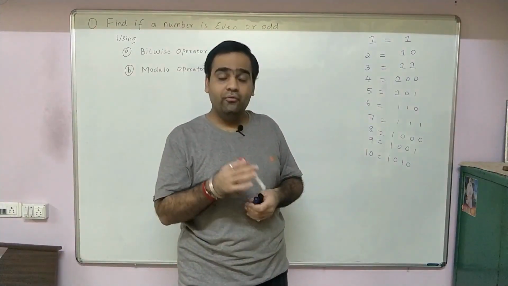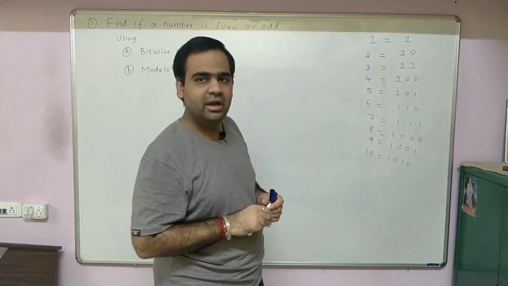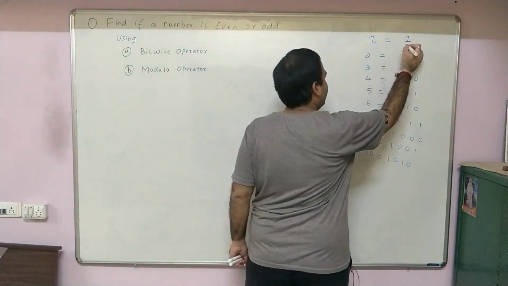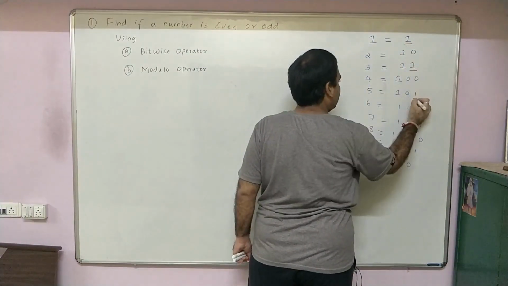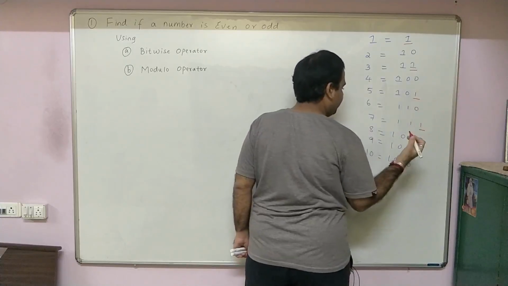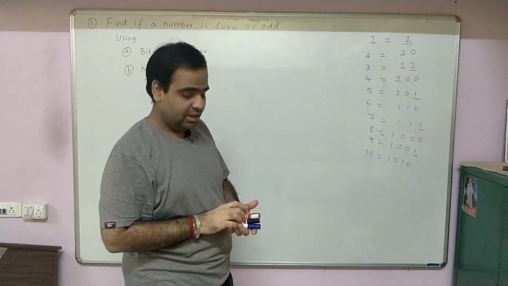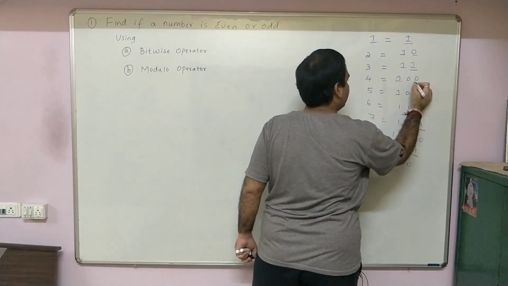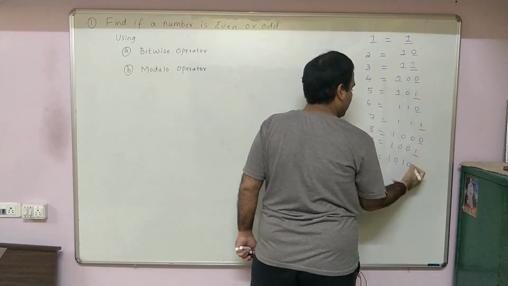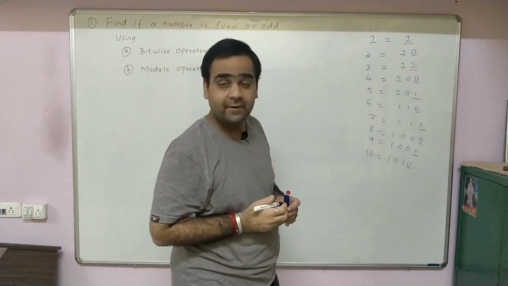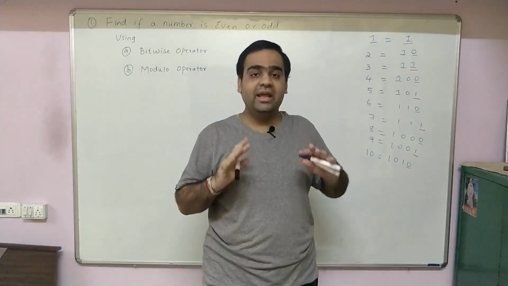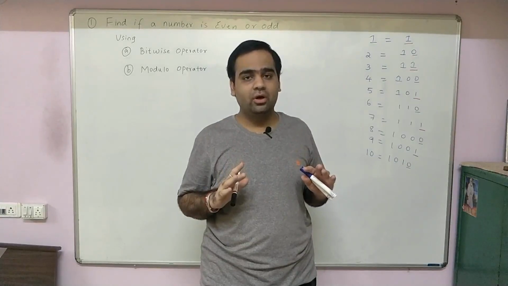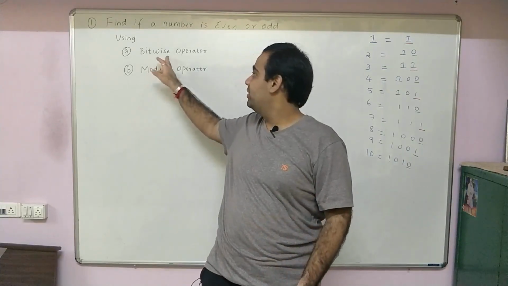Okay. Now, we observe the pattern over here that the odd numbers end with 1. And what about the even numbers? Even numbers end with 0. See here. The even numbers end with 0 and the odd numbers end with 1. Now, this we take to find if the number is even or odd, because we have to use a bitwise operator.